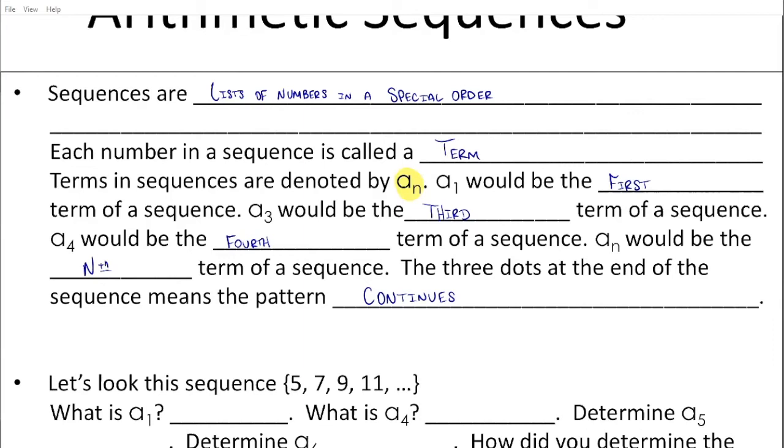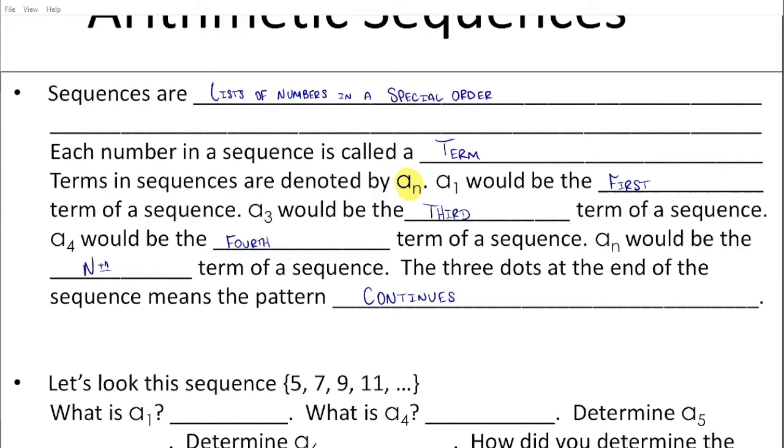Algebros. Sorry I can't be here today, but we have a very special lesson today, and we're going to talk about arithmetic sequences. So arithmetic sequences are simply a list of numbers in a special order.